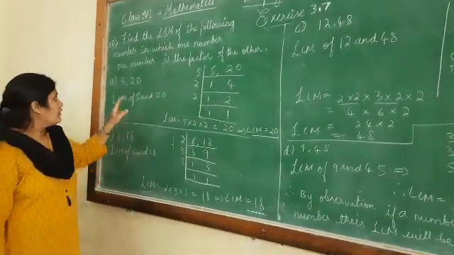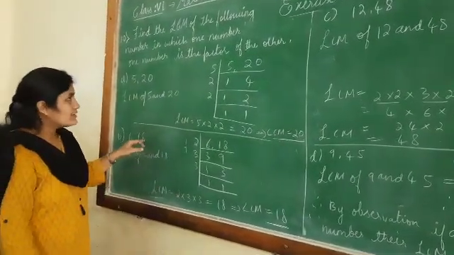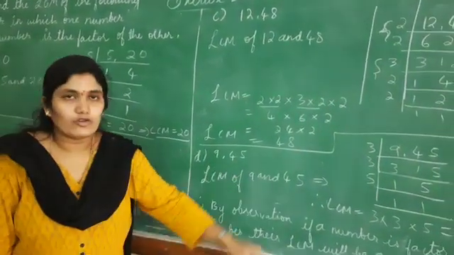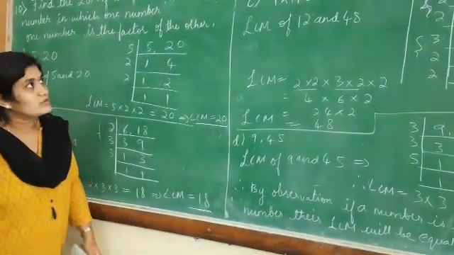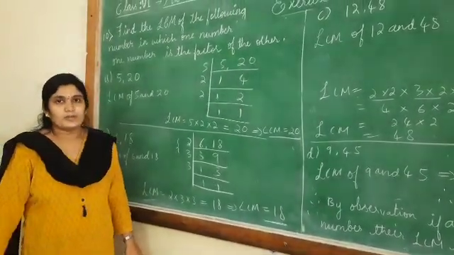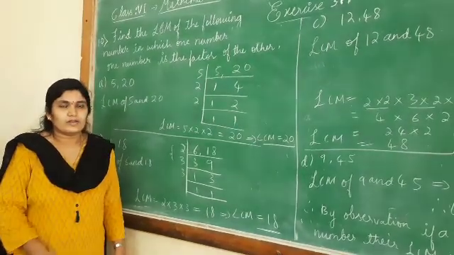As you can see, 5 and 20, 20 is the LCM, 6 and 18, 18 is the LCM, 12 and 48, 48 is the LCM, 9 and 45, 45 is the LCM. So let me stop here. This is the end of the video of third chapter. Here the third chapter ends. Let us move on to the next chapter in our next session.